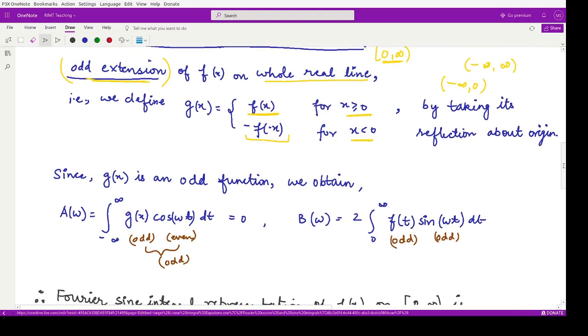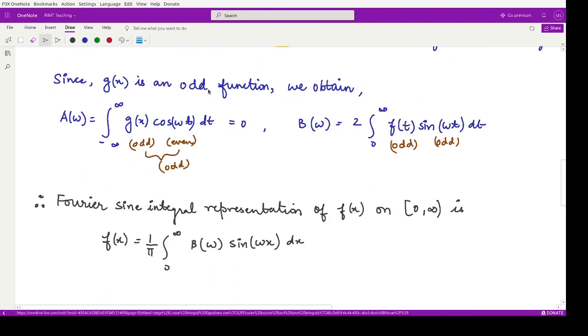Once we have created this odd function, what is a omega? The formula was integration from minus infinity to infinity of g of t cos omega t dt. Because g is an odd function and cosine is an even function, the product would be an odd function, and the integration of an odd function over symmetric limits is 0. So this term won't be present in our representation, and we only have the b omega term.